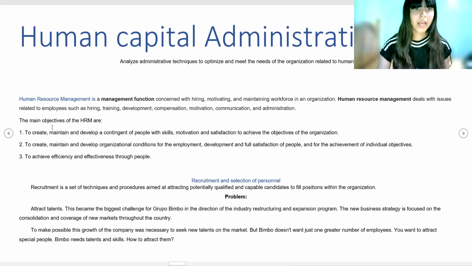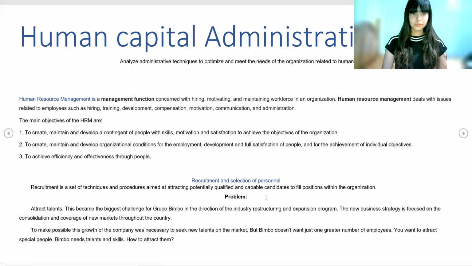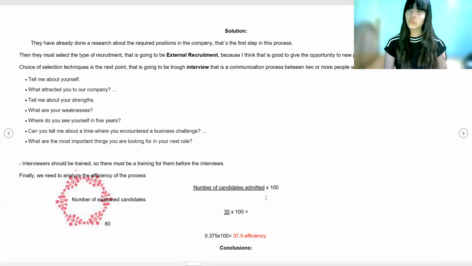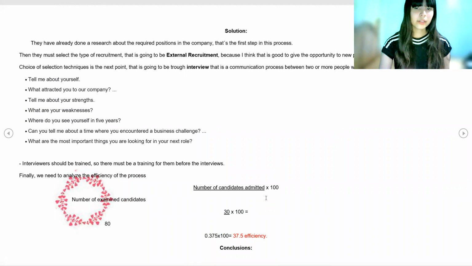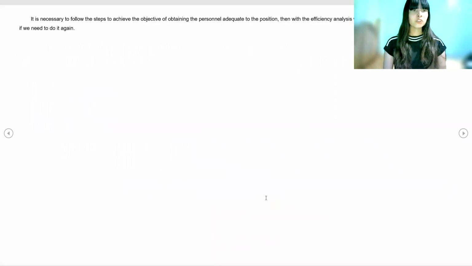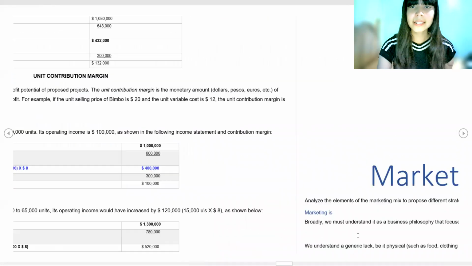Well, here we have the problem. I have to read it to understand what they need to do. And here I could solve it and give the conclusion that I could achieve.